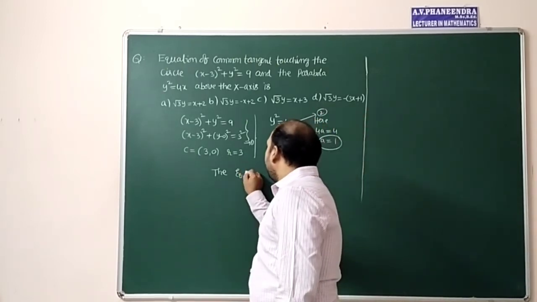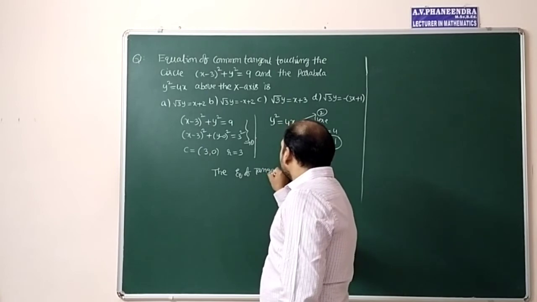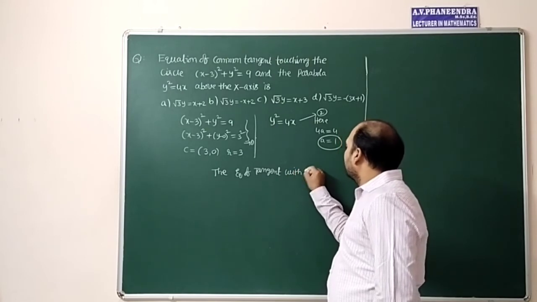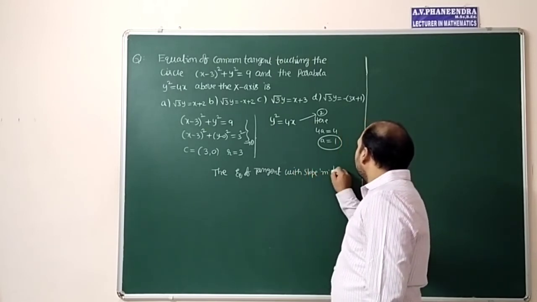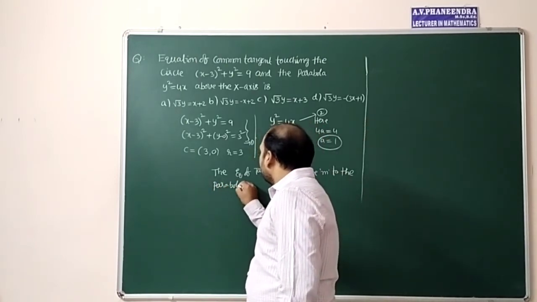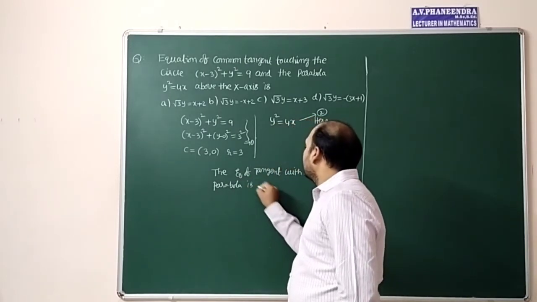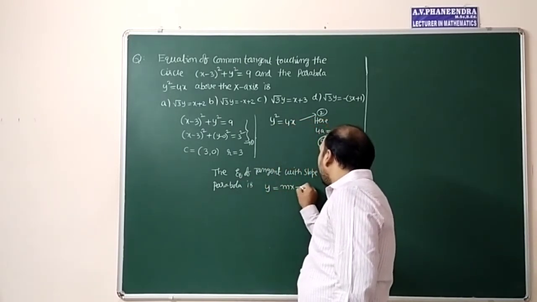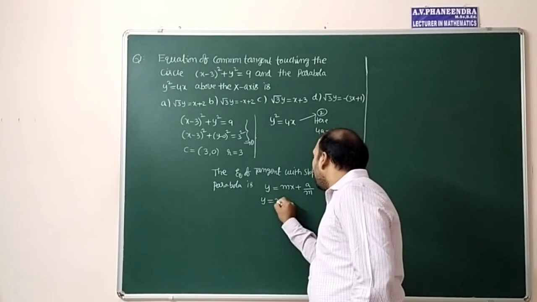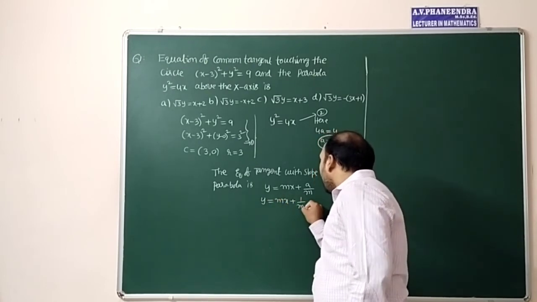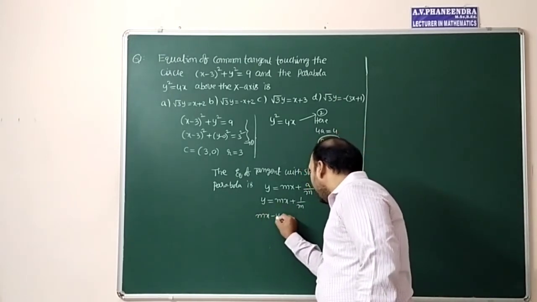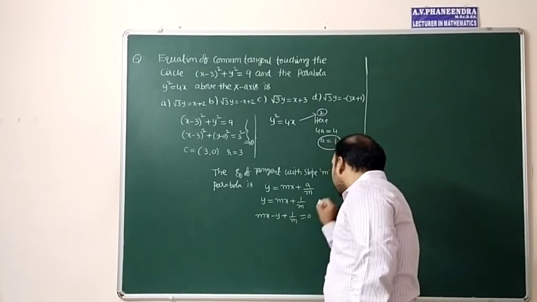The equation of the tangent with slope m to the parabola is y is equal to mx plus a by m. What is the a value? A value is 1, substitute here. So y is equal to mx plus 1 by m. Write it in the form of ax plus by plus c. So first mx, y we can take this side, minus y plus 1 by m. Don't take LCM and all, leave it like this.